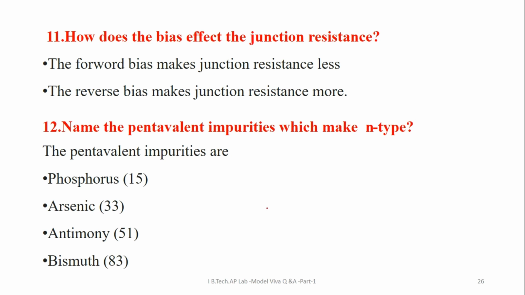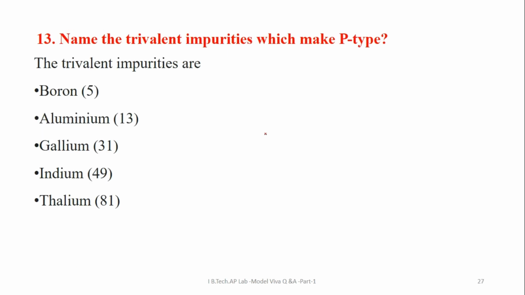For making n-type and p-type from pure semiconductors, we require dopant elements. These are the pentavalent dopants. If we take a pure semiconductor like germanium or silicon and dope it with any one of the elements phosphorus, arsenic, antimony, bismuth, then we will get n-type semiconductors. If we dope with trivalent impurities like boron, aluminum, gallium, indium, and thallium, we will get p-type semiconductors. If we combine p and n, we get a p-n junction diode.